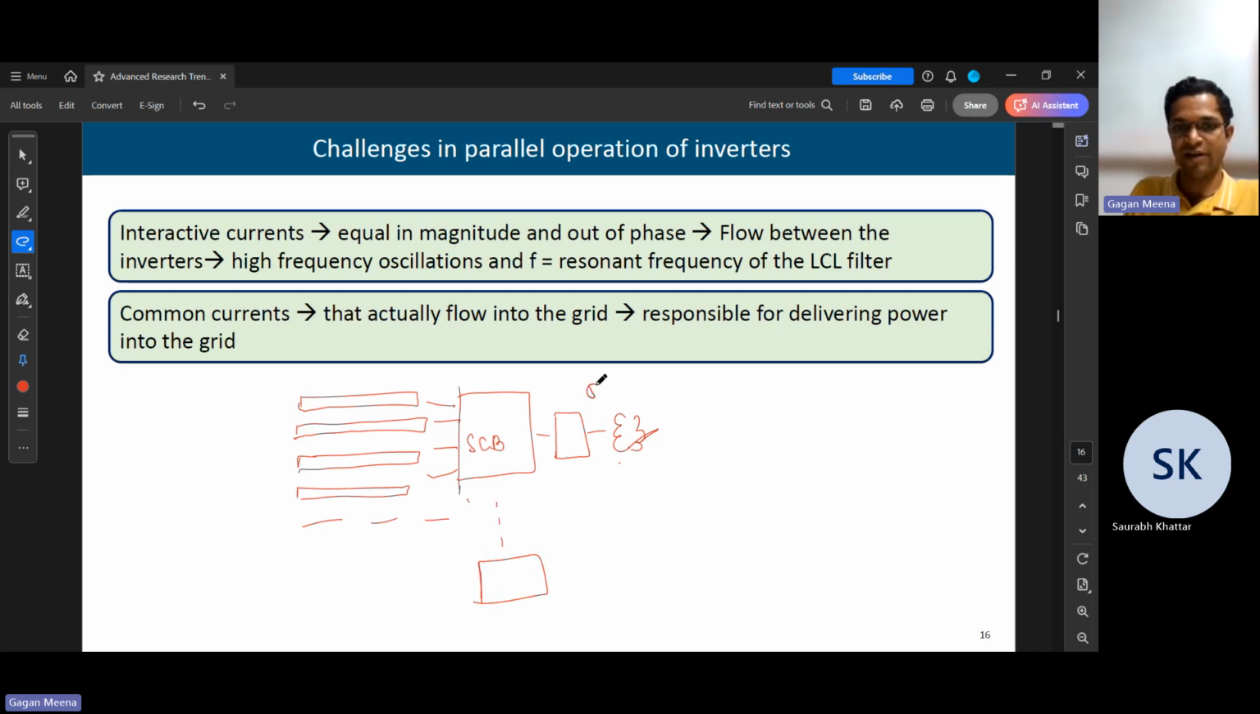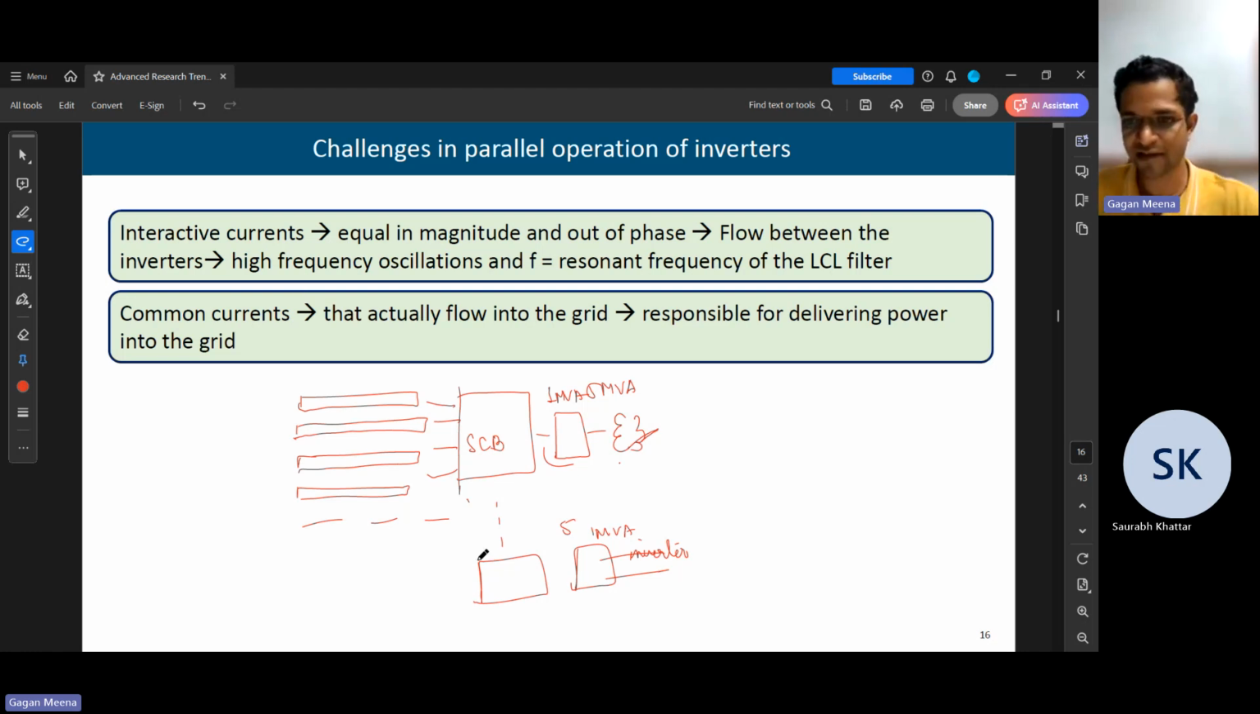Let's say there is one 5 MVA plant. This is a 1 MVA transformer here, a 1 MVA inverter. Similarly, we'll have 5 such 1 MVA inverters. So these 5 inverters will be operating in parallel. These are all similar inverters, of similar rating. So we are talking about such a configuration here. All such plants will also be operating in parallel finally.